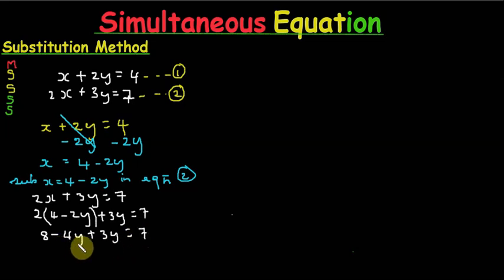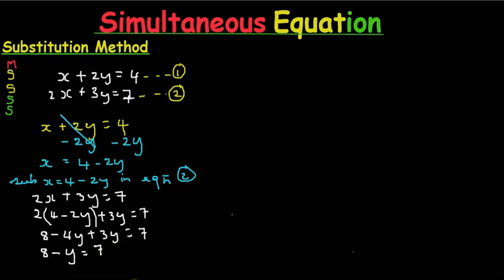All right, so we are still at simplifying. Here we have 8. This minus 4y means I owe somebody 4y. I have 3y. So if I pay what I owe, I still owe 1. So minus 4 plus 3 will give me minus y equal to 7.